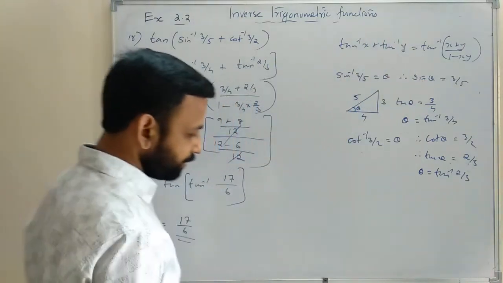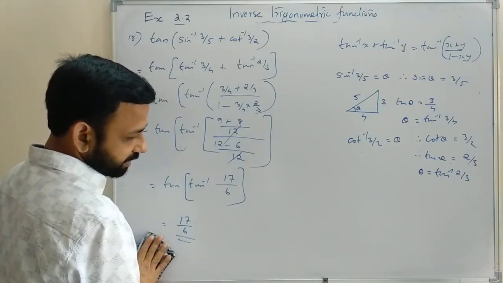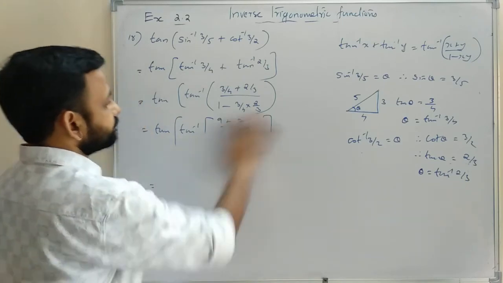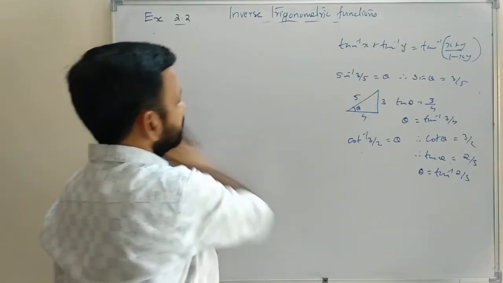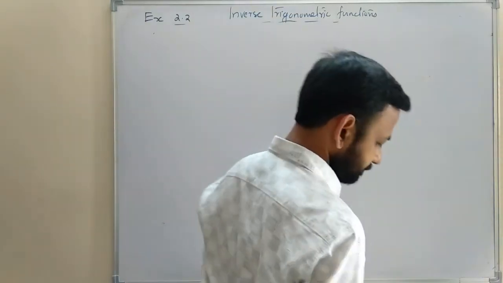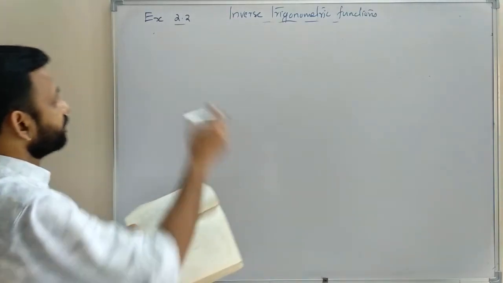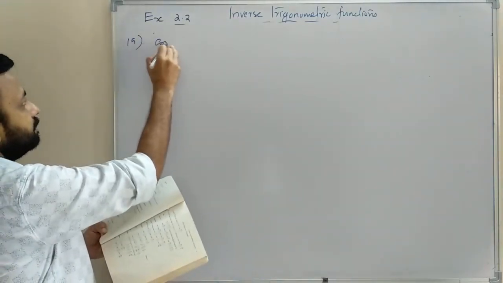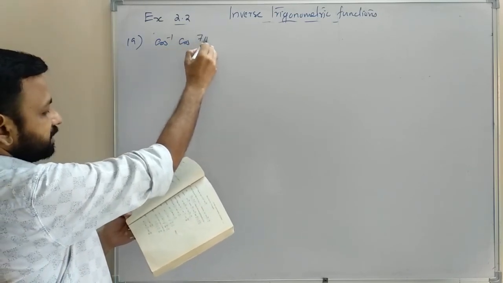Now we are going to do question number 19, the nineteenth question. Cos inverse cos 7 pi by 6.